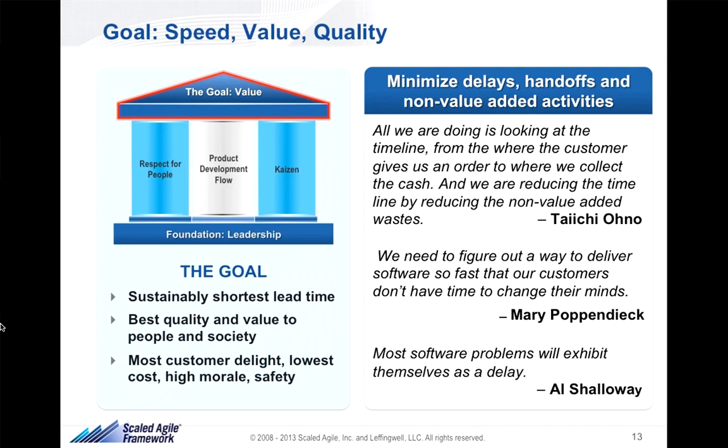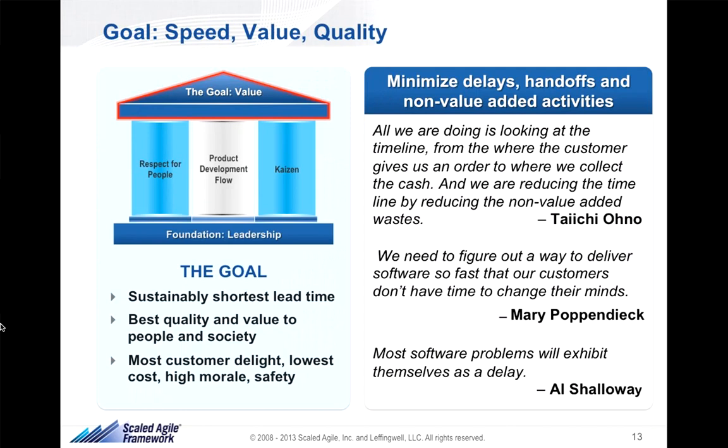The goal, sustainably shortest lead time. If we have this conversation with folks above us, program managers, product managers, system architects, enterprise architects, CEOs, CIOs, CFOs, and we say, why are we doing this significant change initiative called bringing in SAFe or Scaled Agile? The answer is we're looking for the sustainably shortest lead time with best quality and value to people, society. And as you parse this a little further, you start to understand that we're mostly late. And we're late because there are delays.